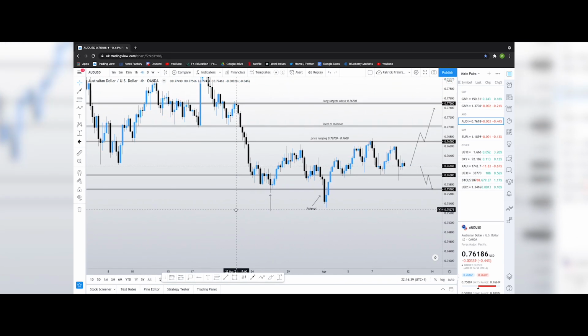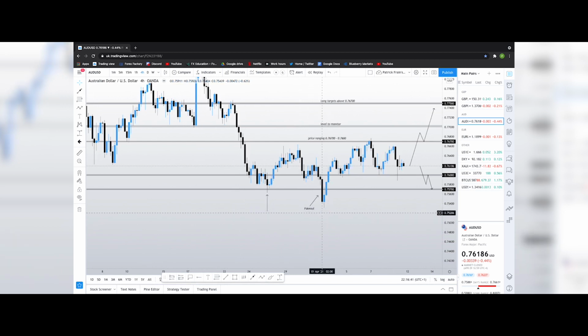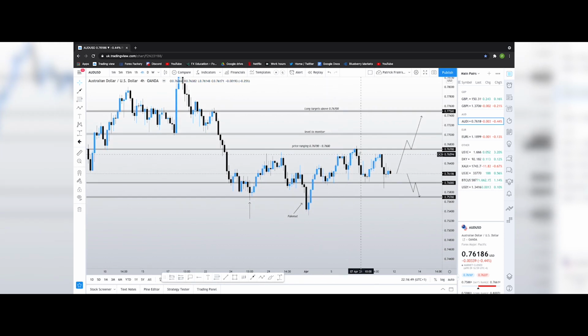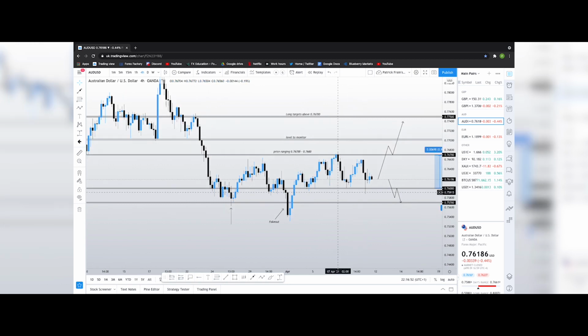If we look at more recent price action, we can see that on the 1st of April at around 2 o'clock, we did have a fake out where price broke this level impulsively. However, we did close back above, and now we are making higher highs and higher lows. However, we have rejected 0.76700, and we are ranging between this level and also 0.7600.